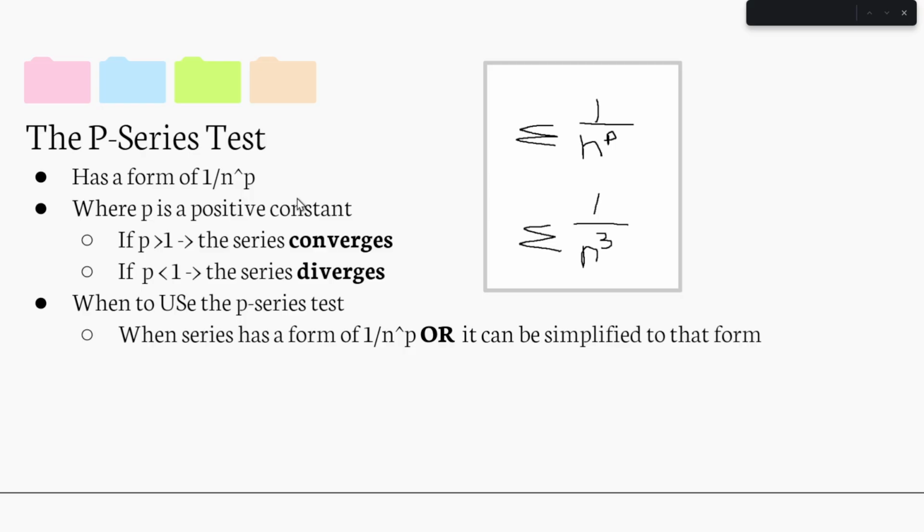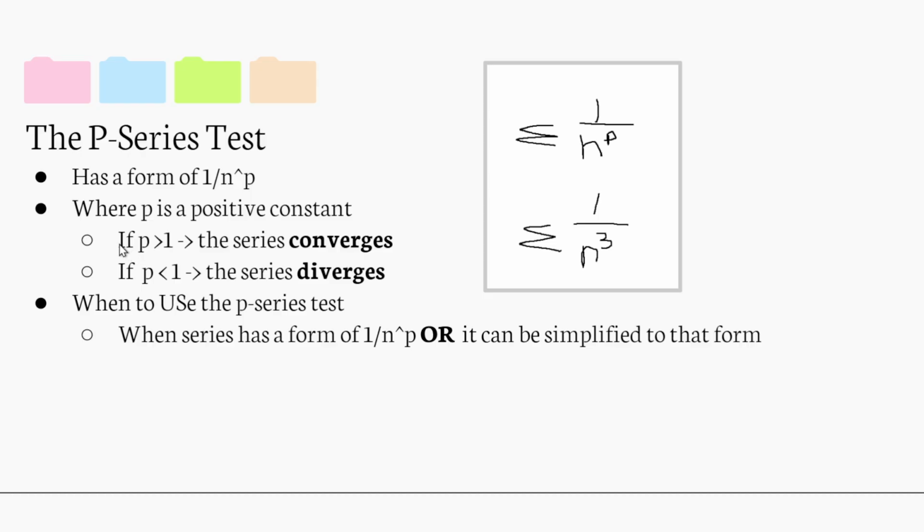Whenever you encounter a situation where you're going to use a p-series test, it's going to look something like this first: a summation of 1 over n to the power of p. This is the very basic form, so you must memorize this. It's a very simple test. You see the p right over here, right? And if p is a positive constant, you just check for these two conditions.